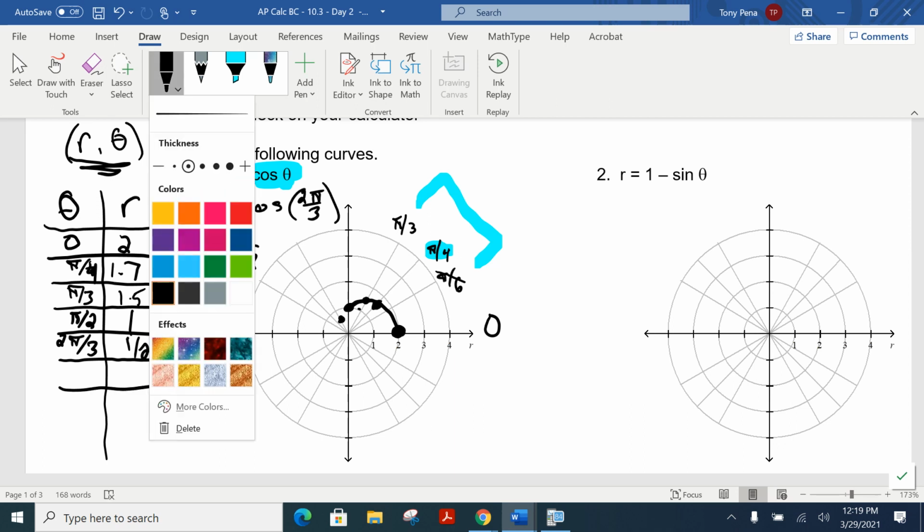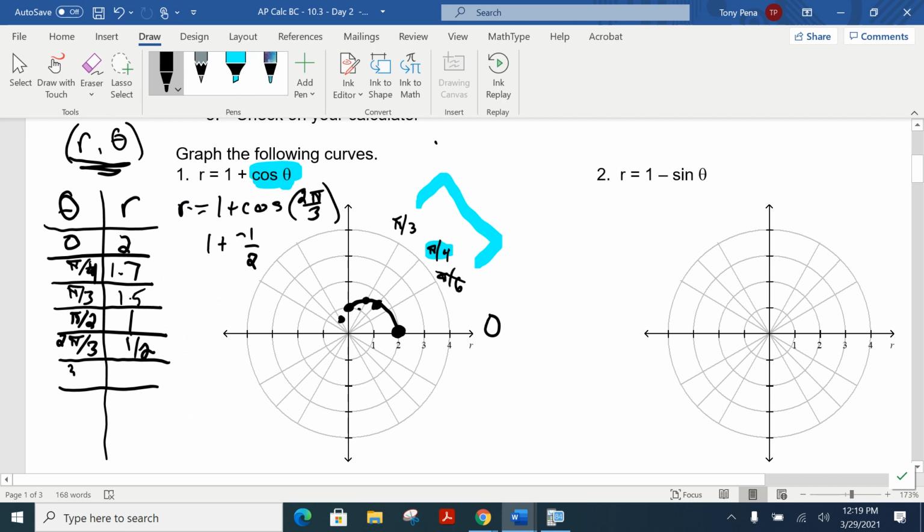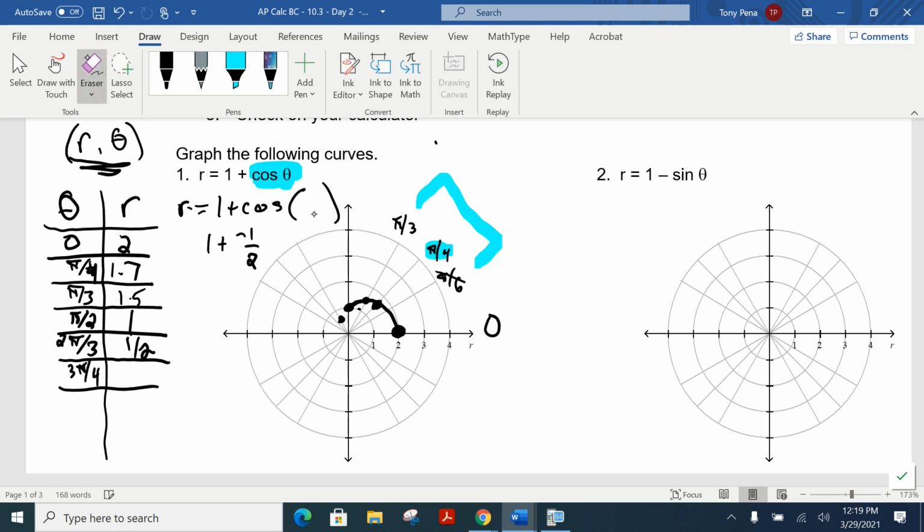If we do the fourth quadrant pi over 4 angle, that's 3 pi over 4. So that's our next one. That's our root 2 over 2 again, which is about 0.7. But in the second quadrant, it should be a negative 0.7. So 1 plus that negative 0.7 is about 0.3-ish. It's really tight in there. And then we're going to skip the pi over 6 angle, and then we're going to go to pi.